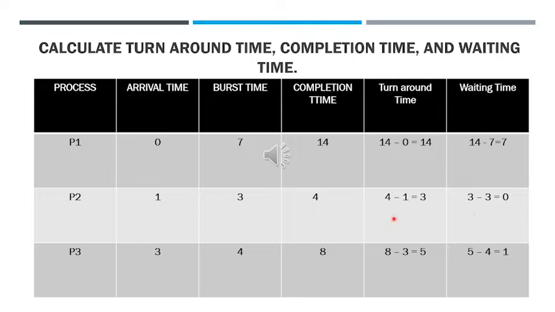Now to the last process, P3. Arrival time is 3, burst time is 4, completion time is 8. So we will subtract again to get the turnaround time. The completion time is 8. We will subtract the arrival time, which is 3. So 8 minus 3 is equal to 5. So for the waiting time, we will subtract the burst time from the turnaround time, which is 5 minus 4, equal to 1.